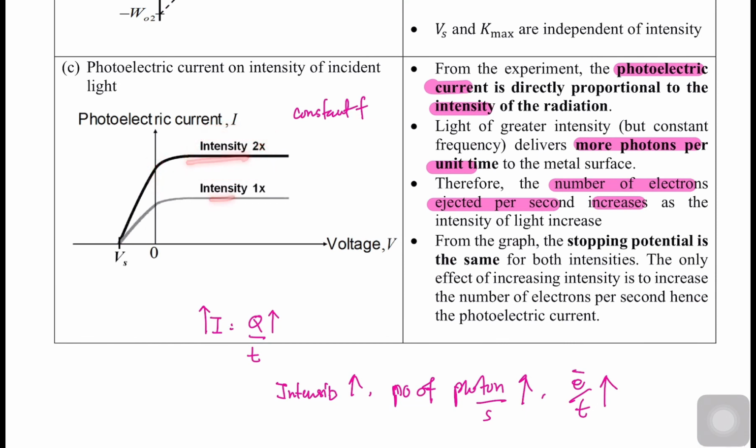So begitulah kesnya. Okay. So itu sahaja for chapter 9. Basically we are done with chapter 9. So now we'll look at the questions for chapter 9 pula.